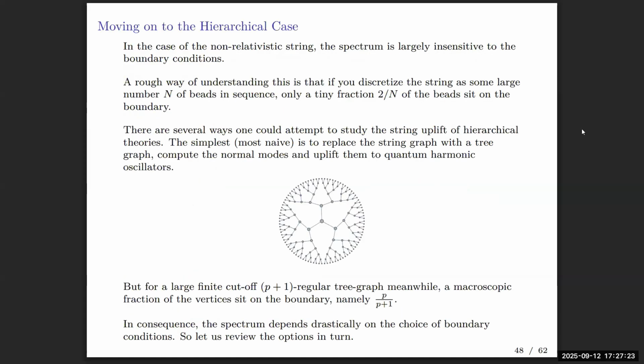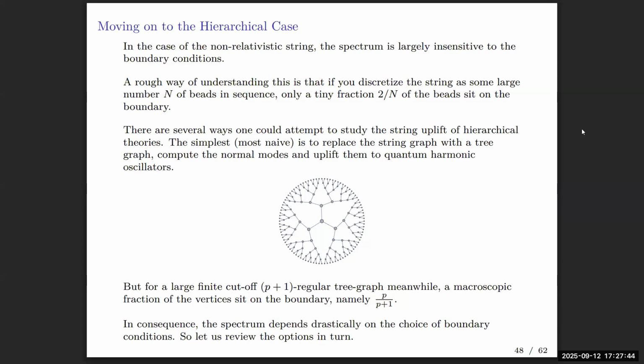Now we will move on to the hierarchical case. Okay? And so here's a quite important comment to make: when we were working with a string, the boundary conditions didn't really matter much. We always got an integer spectrum. It turns out for the tree, the boundary conditions matter a lot. You get a totally different answer depending on the boundary conditions, and it's not too hard to understand why.